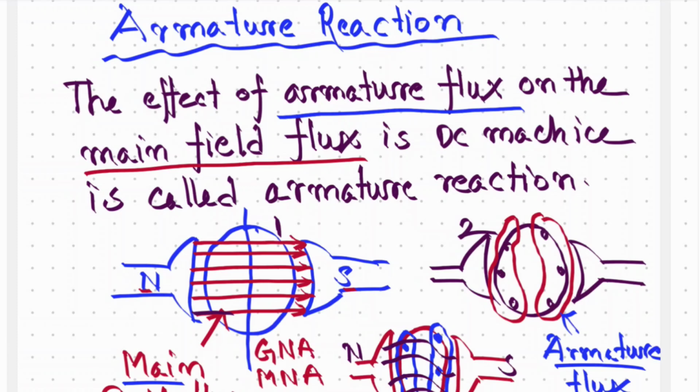Now if we see the third diagram here, there is a bending in the main field flux because of the reaction of that armature flux. Because of this, there is a distortion. This is the effect of the armature flux on the main field flux. Because of that, this is called armature reaction.